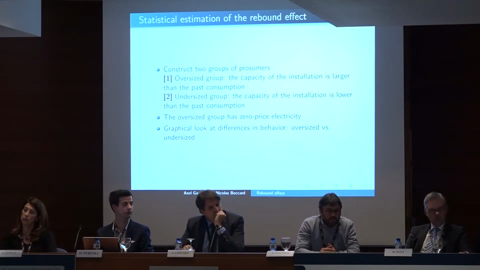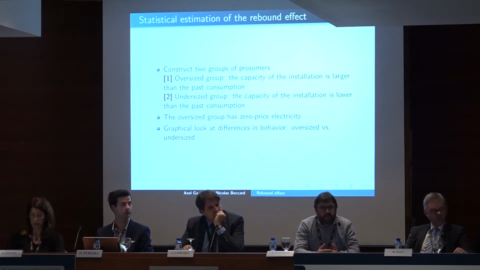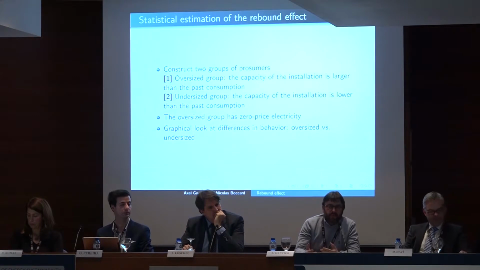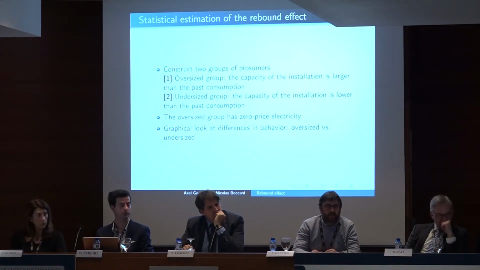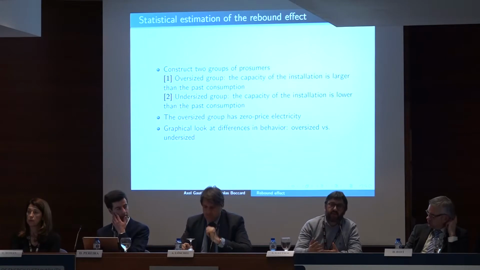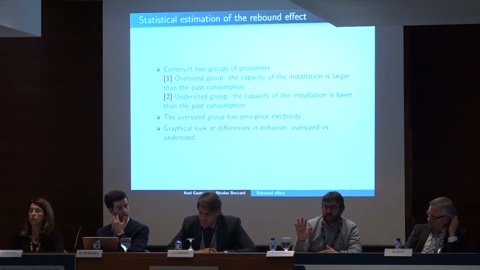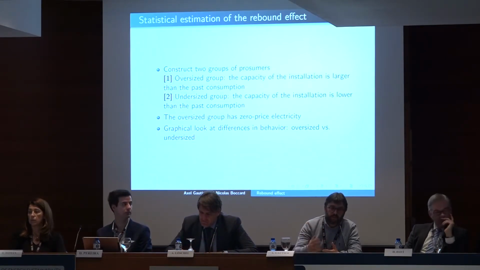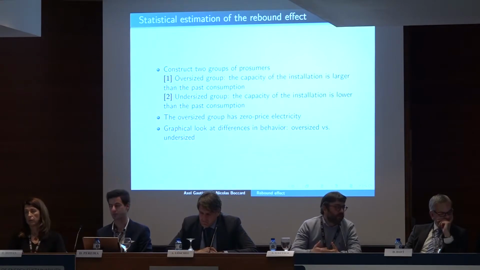So again, because of this net metering system, the oversized group have free or zero price electricity. It means that their production surplus, should consumption be constant, is injected for free to the grid. They still get the green certificate for that, but it's injected for free to the grid. So we test whether they are consuming this free electricity or not.